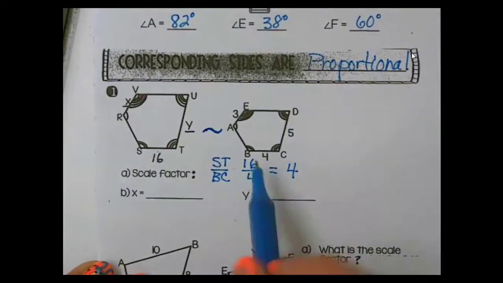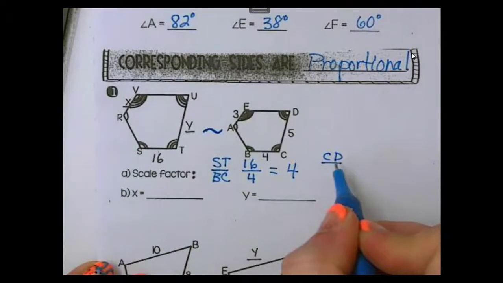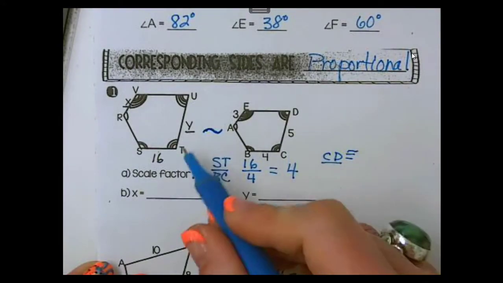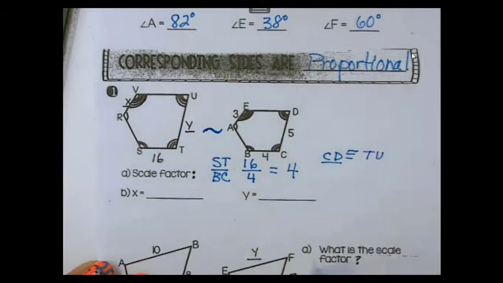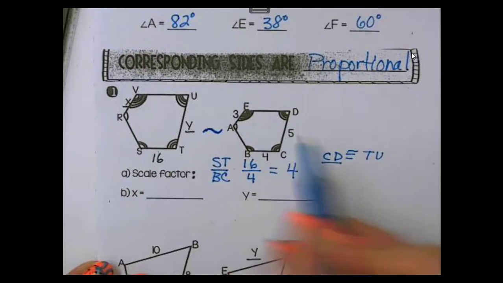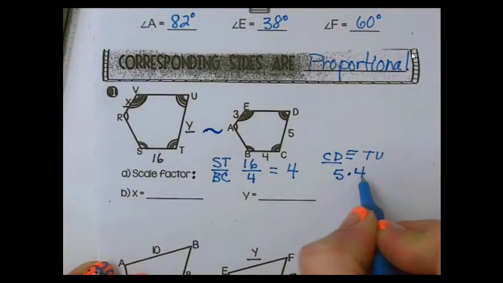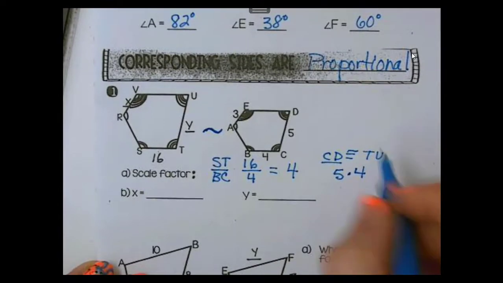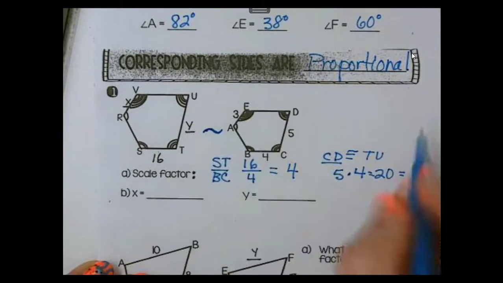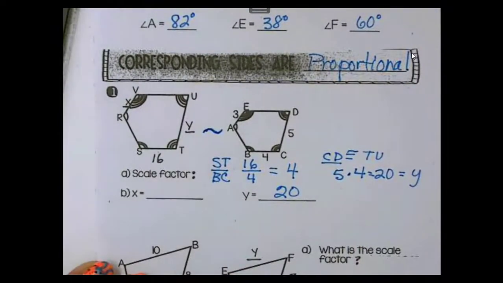Okay, so let's check it out. So CD is going to correspond with TU. Okay, and I know that the scale factor is 4, so I'm going to go 5 times 4. Okay, and 5 times 4 is 20, and that's going to equal y. So down here, I'm going to put that y has a length of 20.